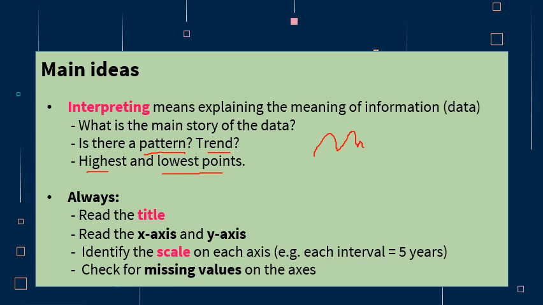And then always when you're reading and interpreting a line graph, firstly, always read the title, read the X and Y axis. This is even before you start trying to make sense of it. Identify the scale on each axis. So for example, if an interval equals 5 years, if it equals 2 years, and then check for any missing values on the axis as well to make sure that it's accurate.